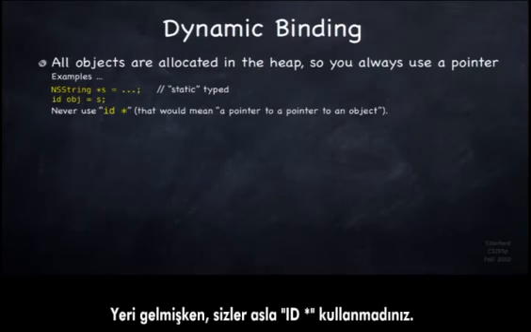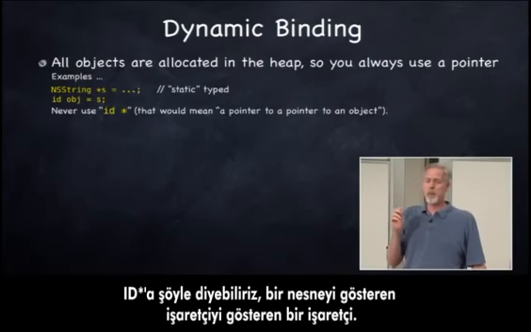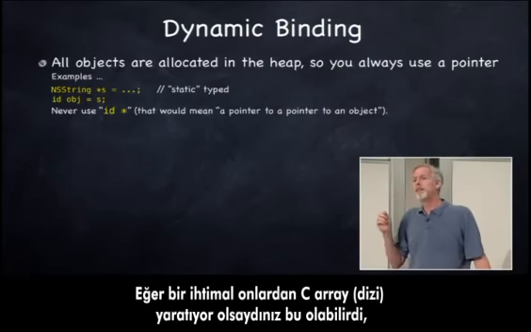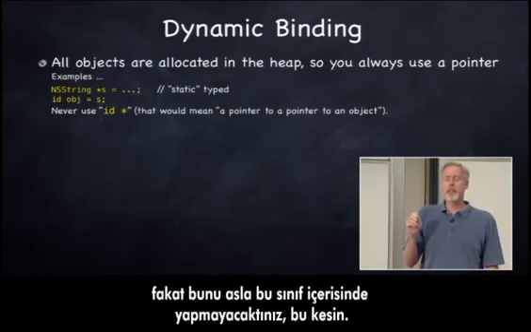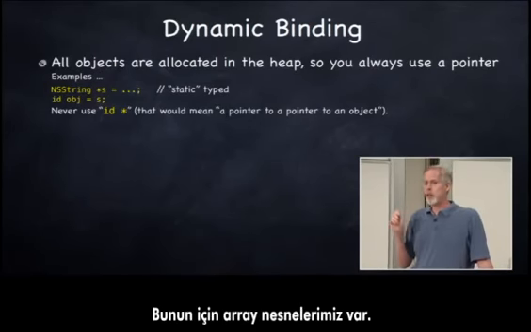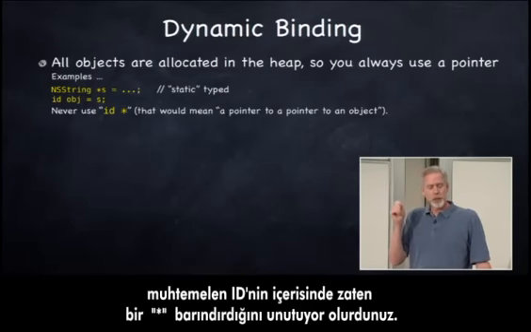By the way, you never use id*. Okay? id* would mean a pointer to an object, like if you were creating a C array of them, maybe, but you're never going to do that in this class, that's for sure. We have array objects for that. And if you do id*, you're probably just forgetting that id already kind of includes the star, right?